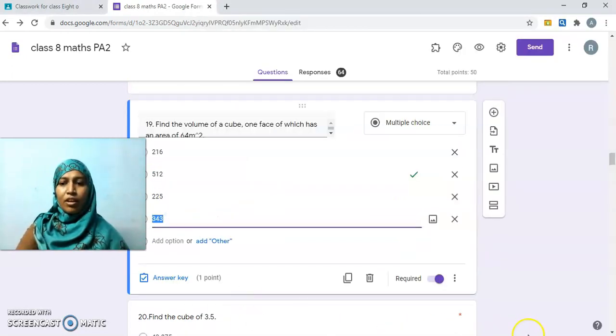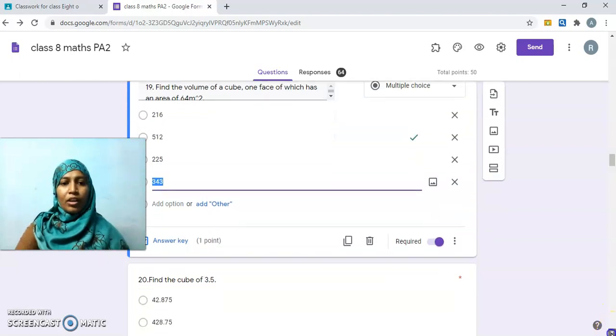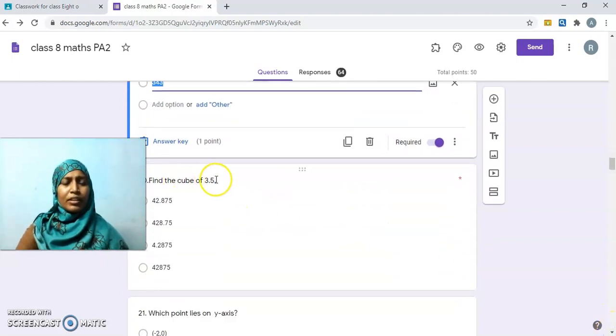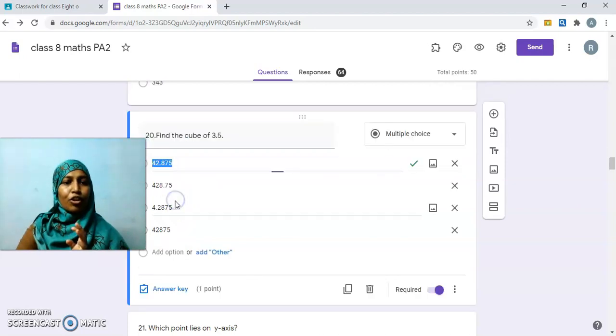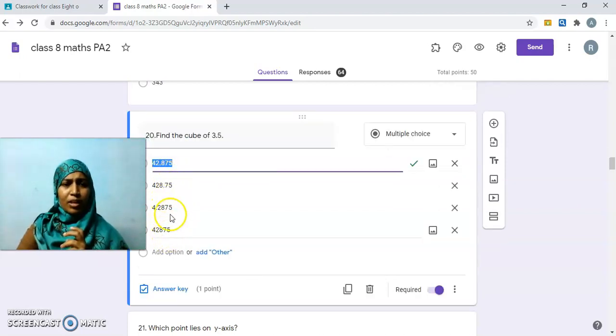In the next question, find the cube of 3.5. Multiply 35 into 35 into 35 and place the decimal from the back leaving 3 digits. So this is the answer. 42.875. Everywhere all the numbers are the same. I don't need to multiply also. Just look at the decimal point and click the right answer.